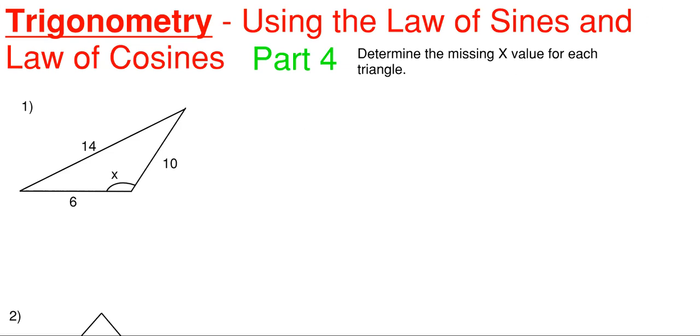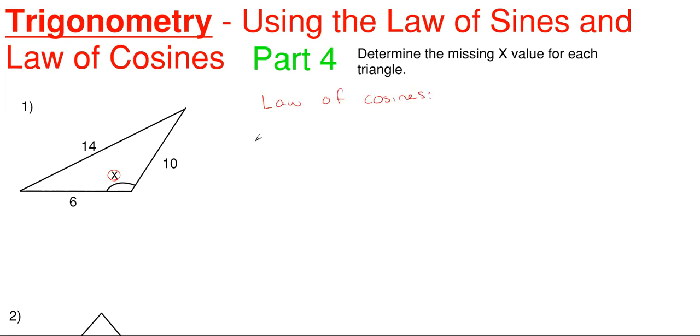So we have this first triangle right here, and we are tasked with determining what is this angle X on the inside here. So we have a 14, a 10, and a 6 for this triangle. So we know all the sides of this triangle, and we don't know any of the internal angles. So anytime that you know all three sides and you do not know an internal angle inside your triangle, you want to use the law of cosines in order to solve for your missing angle.